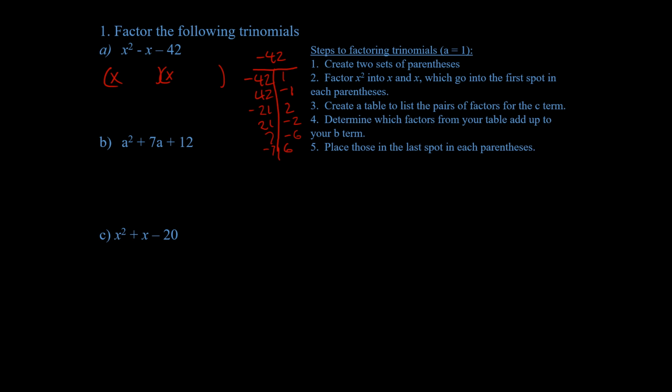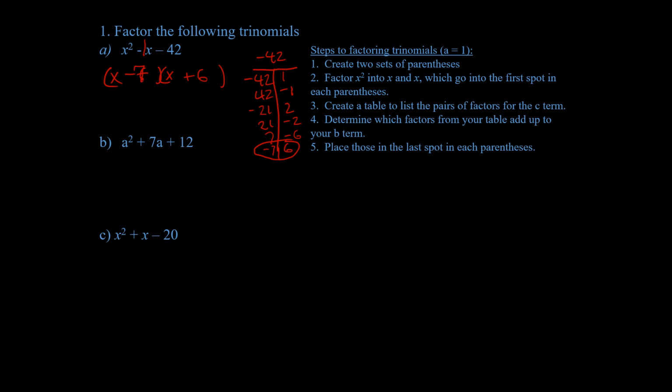All right, which ones of those add up to a negative x or a negative 1x? So I'm going to go through these. I realize that negative 7 and 6 add up to a negative 1. So minus 7, that's a 7, and a plus 6. Let's take a look at this next one.